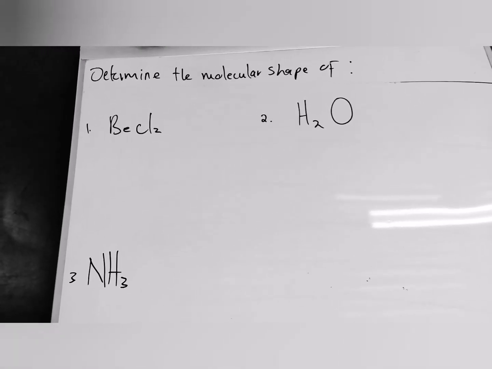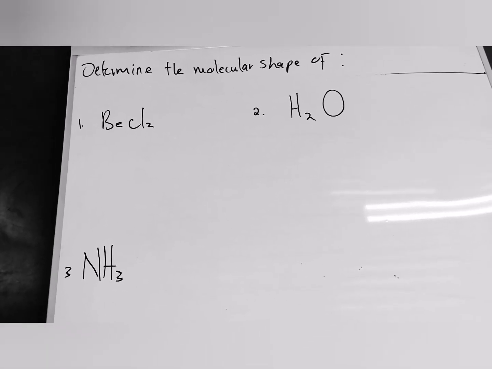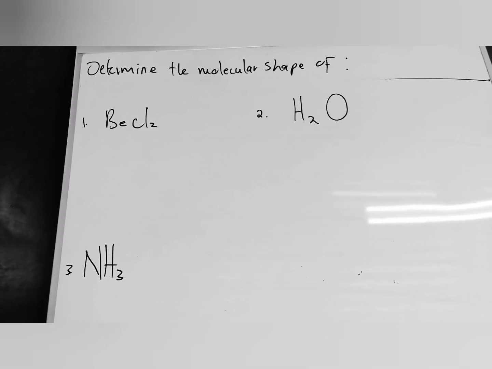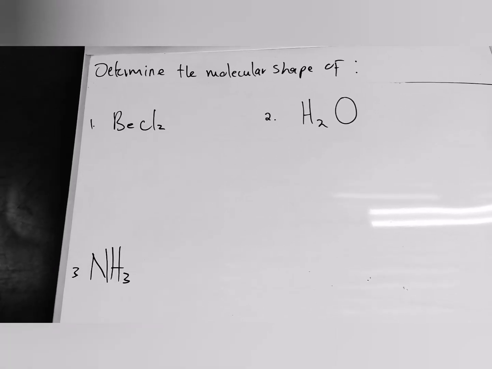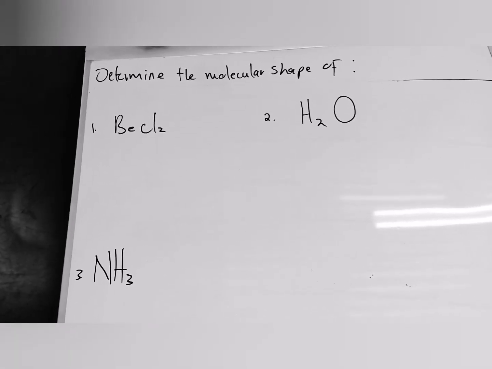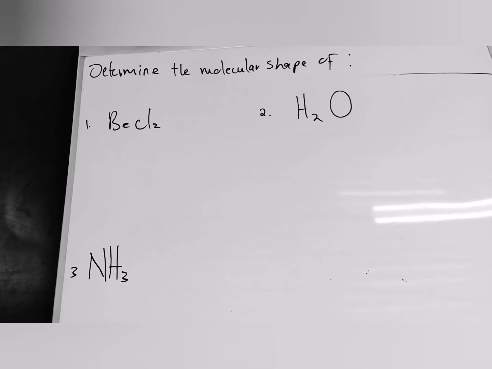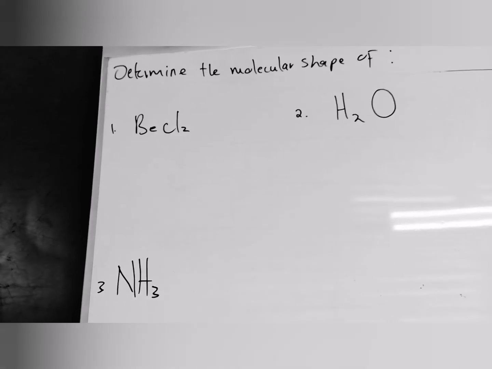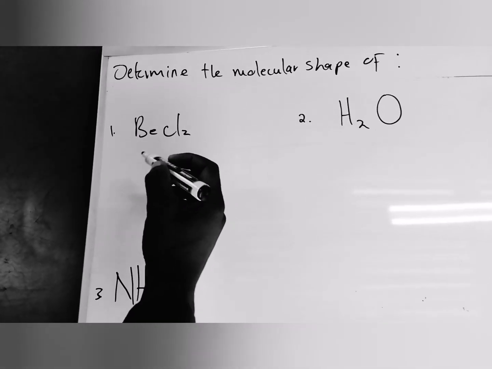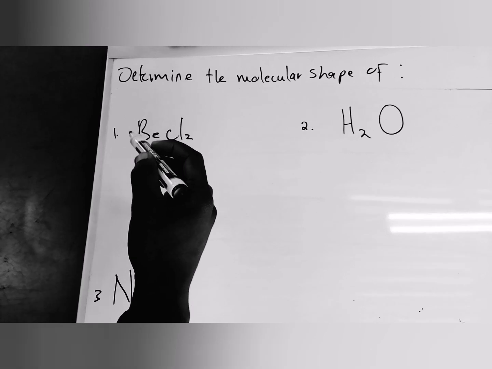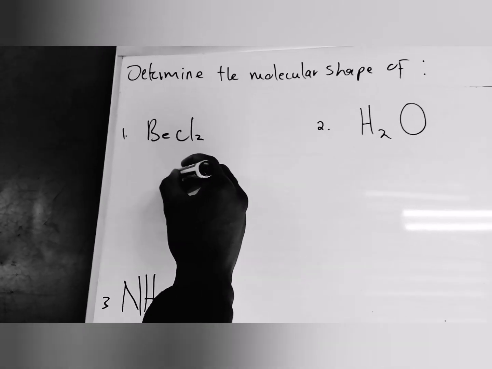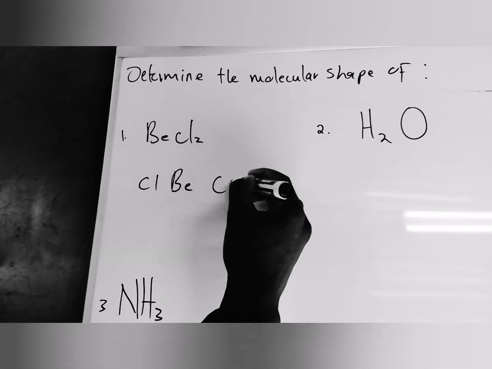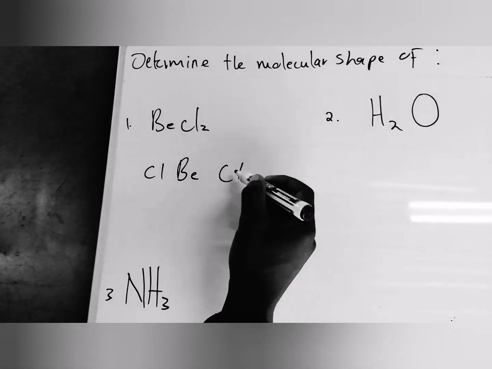Okay, let's do an example. Determine the molecular shape of beryllium chloride, H2O, and ammonia. Remember, the first thing that you must do is draw the Lewis diagram. Then you count all the bonding pairs, and do not forget to count the lone pairs on the central atom. Since we have 2 Cl and 1 Be, Be is the central atom. Then Cl will surround Be.